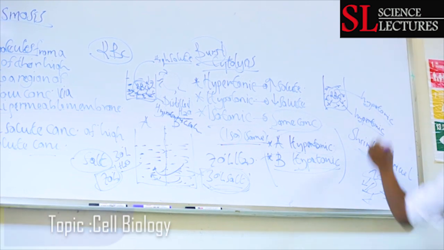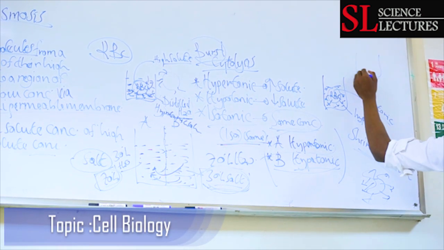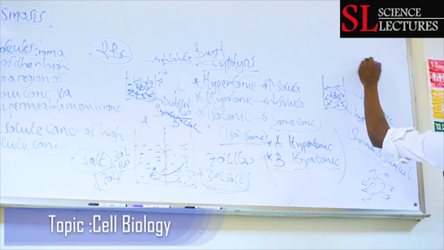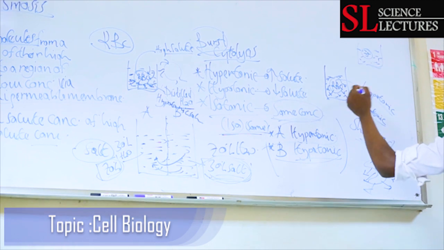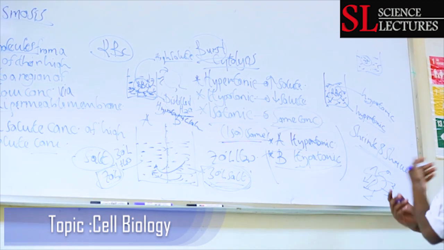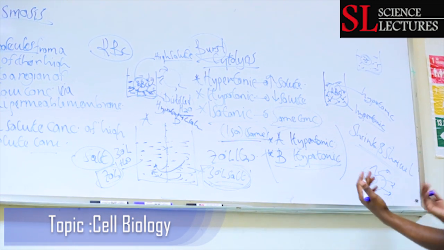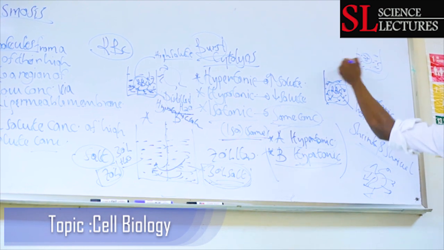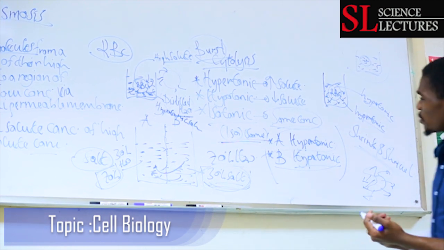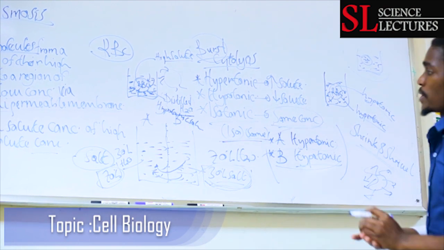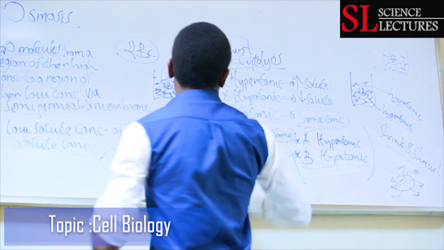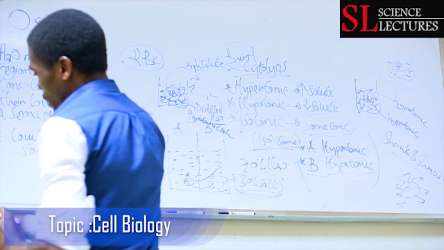But if this red blood cell was placed in an isotonic solution, let's say the red blood cell cytoplasm and the outside solution have equal concentrations, there will be no net inflow or outflow of water. So the cell will remain as it is, will not burst and will not shrink or shrivel. So this is what happens in osmosis as applied to the red blood cell.